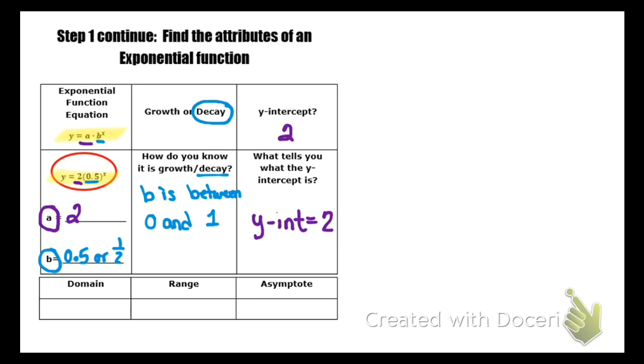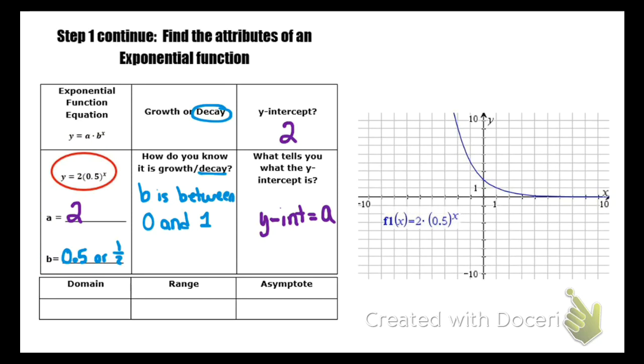Alright, now again, to determine domain, range, and asymptote, I need to look at my graph. So I'm going to go ahead and pull the graph up so you can see that. Okay, so I pulled up my graph, and here it is. I got that from my calculator. I entered in exactly like you see here, 2 times 0.5 to the power of x, and I got my graph. And if you notice, my graph is decaying. And if I look at the x-axis, it will continue going to the left forever and to the right forever. So that means that my domain, again, is all real numbers.